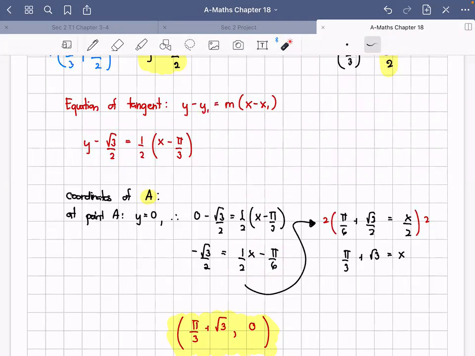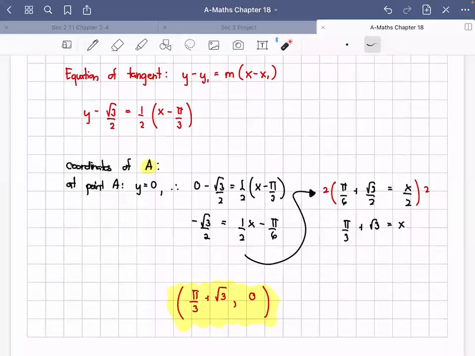Okay, solving for x here. Since I have fractions here, I need to remove those fractions by multiplying everything by 2. Because your x here has 2 as its denominator, so you want to remove this 2. In order for you to remove this 2, you just multiply the whole equation by 2. So you can cancel this out. But then you need to multiply pi over 6 and root of 3 over 2 with 2. So therefore your x value is pi over 3 plus root of 3.